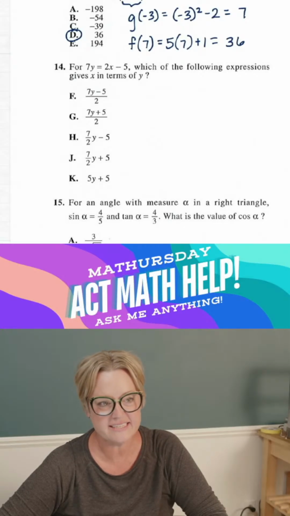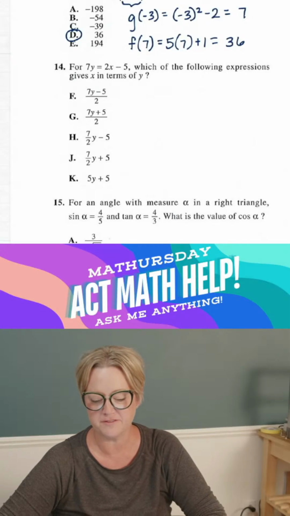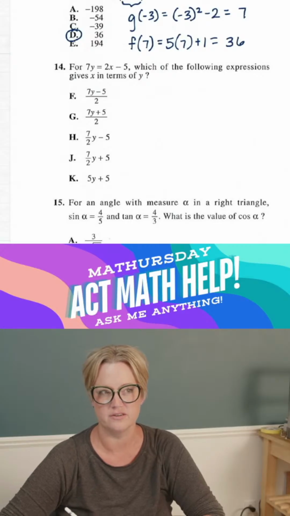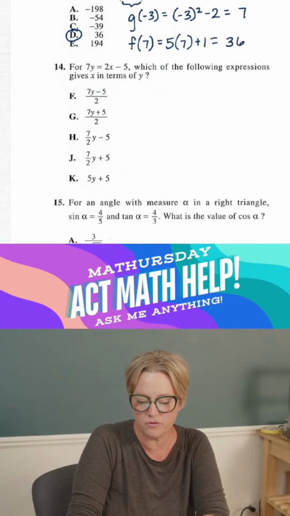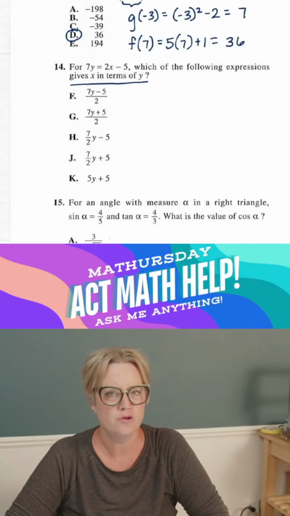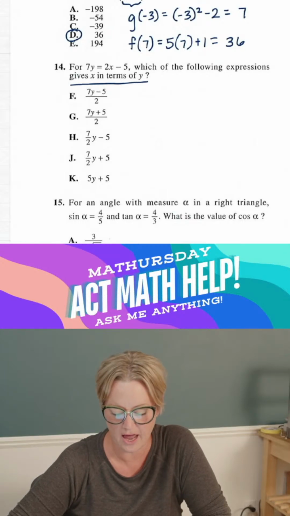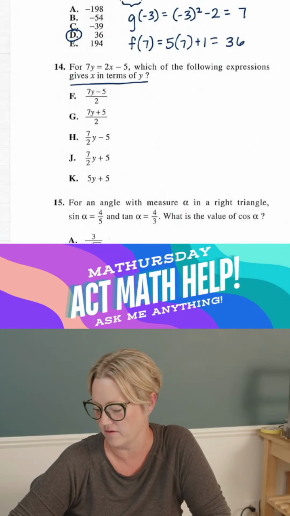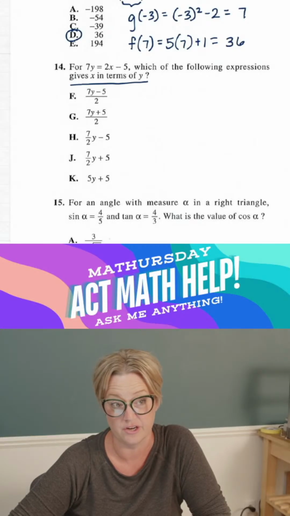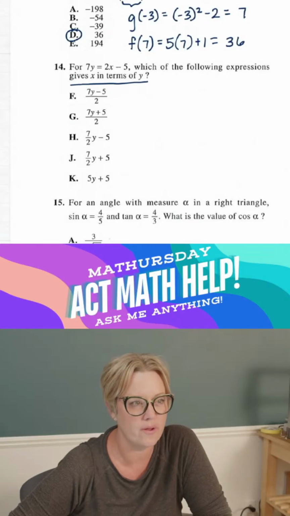Some of them are pretty easy, Jack, but a lot of these standardized tests are like, you have to really understand what they're saying. If you don't understand 'this gives x in terms of y,' you may not have any idea of what to do. So a lot of that is just understanding what they're asking you to do. All right, let's take about one more minute and then we'll start going over this question.